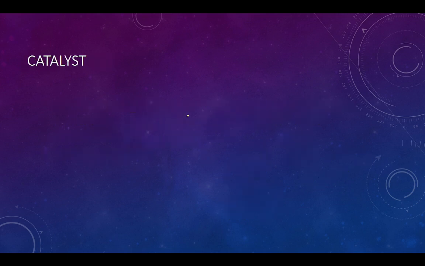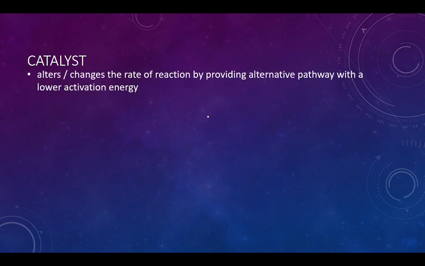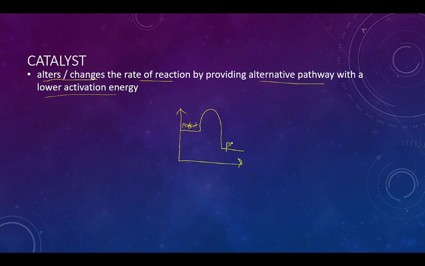Okay, next one is catalyst. A catalyst is something that can speed up a reaction. The first sentence here tells you that a catalyst can alter the rate of reaction by providing an alternative pathway with a lower activation energy. Okay, what does this mean? If we draw an energy profile diagram here, let's say this is the reactant, and this is the product. This is an exothermic reaction, meaning energy is released.